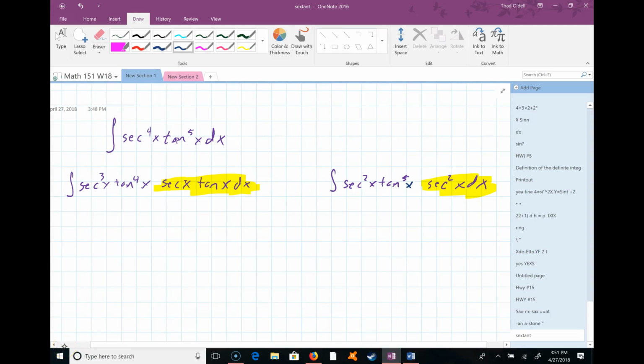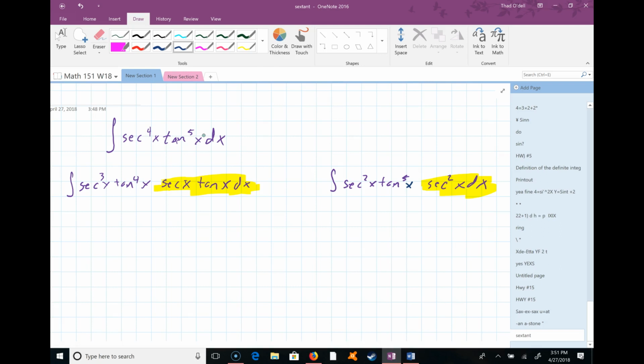So this is a short video on a specific type of u substitution that's involving powers of secant and tangent and sine and cosine, etc. So here's the first example where we have secant to the fourth times tangent to the fifth dx. And there's really two ways you can go with this.